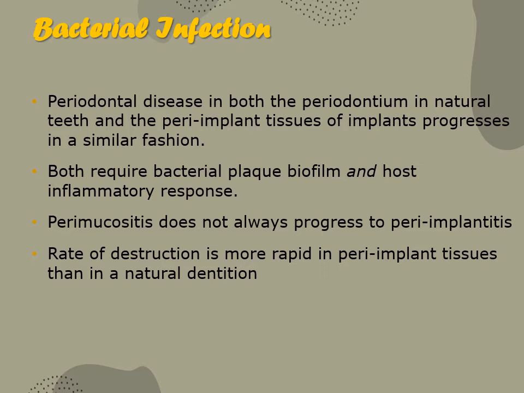What's important here to note is that we learned about the structures around the implant. Because the structures around the implant are inherently different from the structures around a natural tooth, that is why there is a more rapid destruction in an implant tissue than in natural dentition. Our natural dentition has a defense mechanism in place to prevent that rapid deterioration of tissue, whereas implants don't have that natural defense.